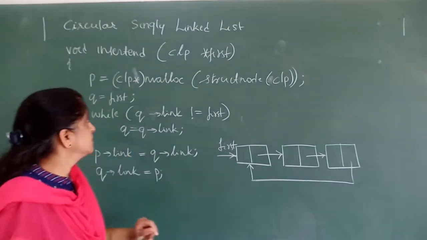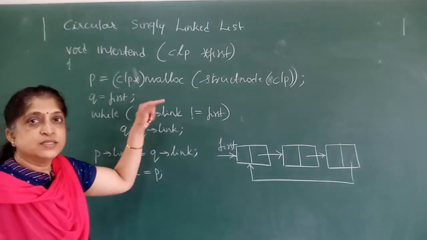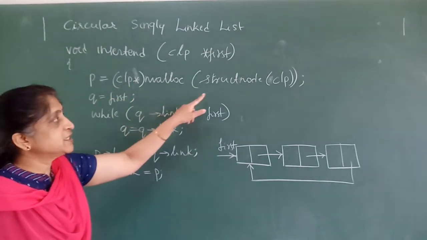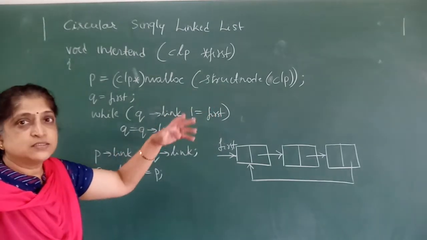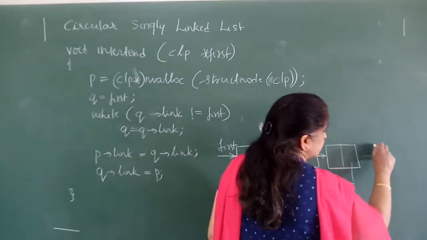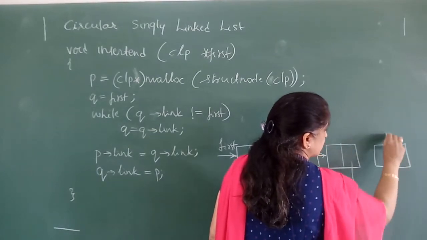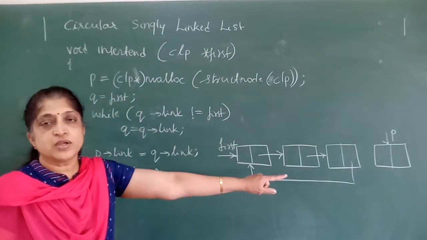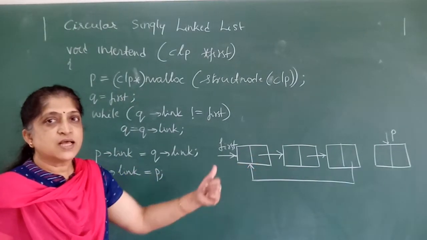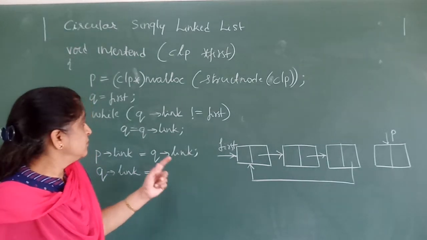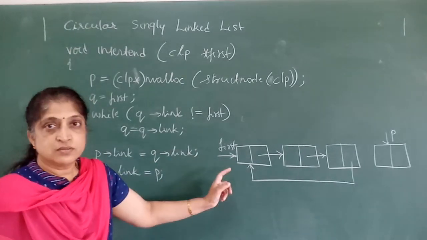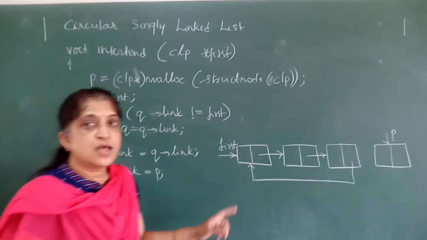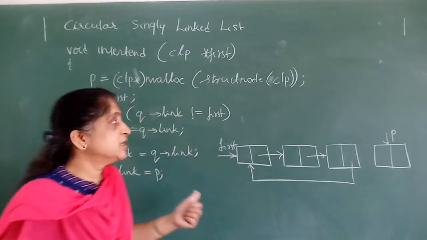Let's see how this works. Since I want to insert at the end, I perform P is equal to (CLP *) malloc(sizeof(struct node CLP)). That is, this creates a node, and P is a pointer to that node. To insert this, as I have shown you, we have to traverse this list and get a pointer to the current last node in the list. I am performing that operation here.